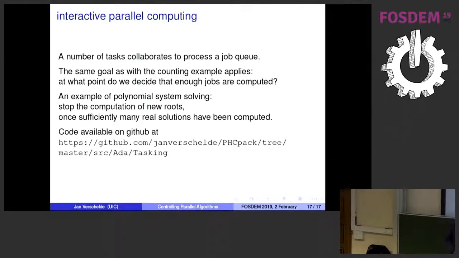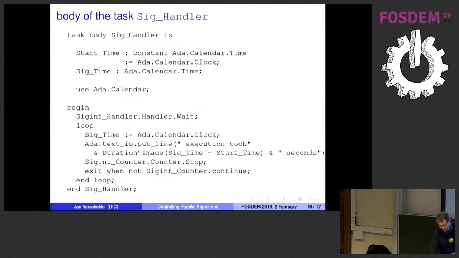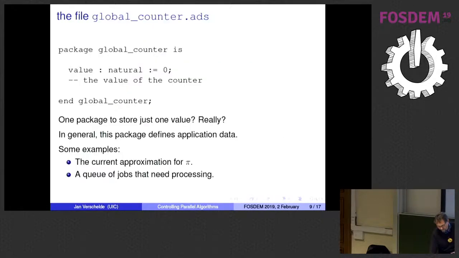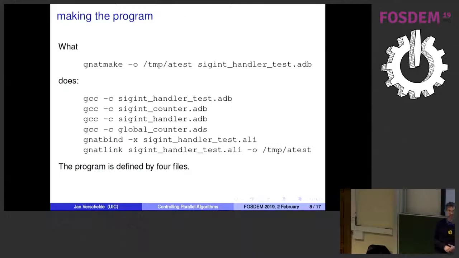The code is available on GitHub. I mentioned the URL in the beginning. That also points to the PHCpack source code there. It can be found in the tasking directory. There are four files here, and these files are also available in that source code directory. What I decided to present now was just what you need to know to get started to build a controlling mechanism to implement your own Control-C. Thank you for your attention.